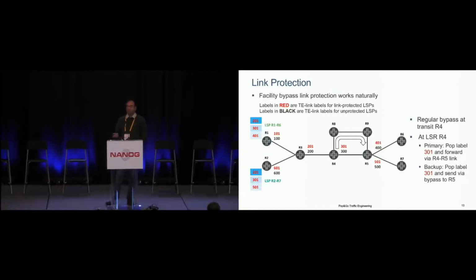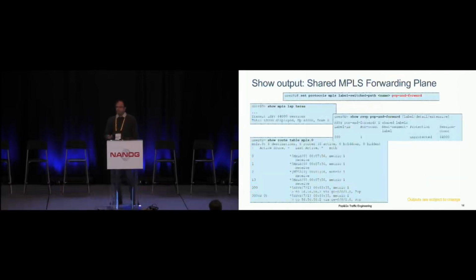Link protection works naturally. So the red and black labels on the links, basically the red labels are used for link protected LSPs across that link, and the black ones are for unprotected LSPs across the link. So if there is a link protected LSP in this scenario, if R4 to R5 breaks, typically R4 would have popped a label 301 and would have sent it to R5. If the link goes down, he pops 301, pushes it into a bypass LSP, again lands back on R5. It's the same label that R5 expects, and it works.